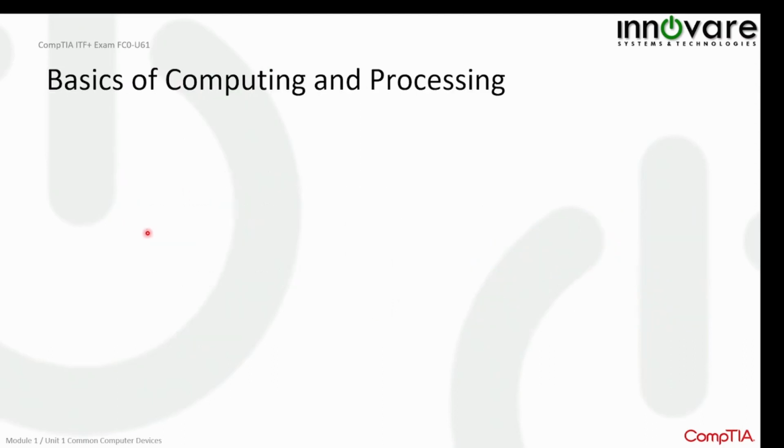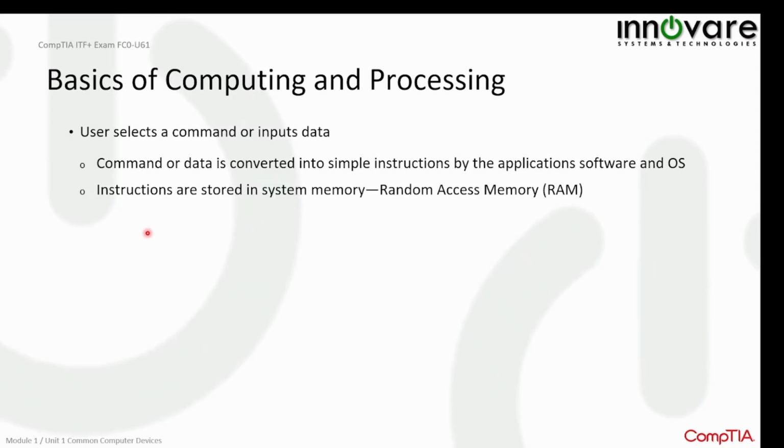All right. So the basics of computing and processing: as we enter information, either a command or data that we input, this data, in any form, is converted to simple instructions by the software and the operating system. And these instructions are stored in the memory that is part of the hardware. This is what we call the random access memory.